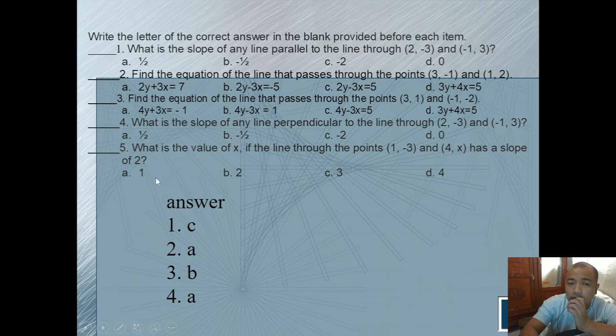Next, number 5, what is the value of x if the line through the points 1, -3 and 4x has a slope of 2? Just substitute these values to m equals y sub 2 minus y sub 1 all over x sub 2 minus x sub 1. We have x plus 3 over 4 minus 1 is 3. X plus 3 over 3 equals 2. X plus 3 equals 6. 6 minus 3 is 3. I think 3 is the answer. C, yes.